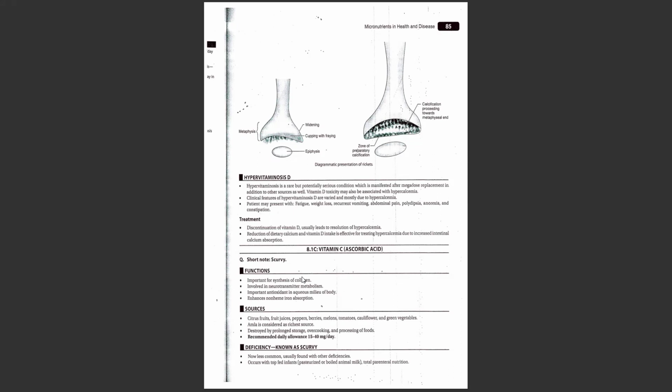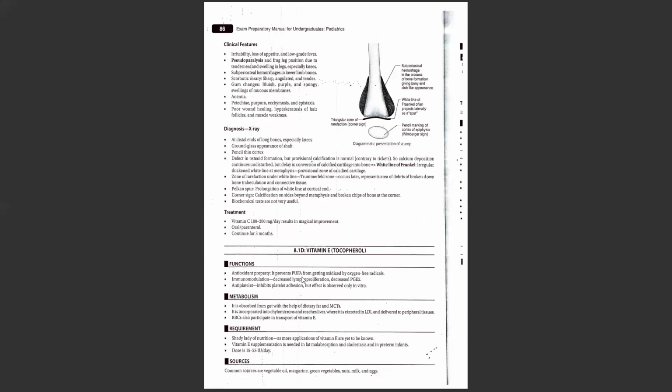Now it is less common, usually found with other deficiencies, and occurs with top-fed infants, that is, pasteurized or boiled animal milk, and total parenteral nutrition. This usually happens in this group of children. The clinical features of scurvy are irritability, loss of appetite, low-grade fever, pseudo-paralysis and frog-leg position due to tenderness and swelling in the legs, especially the knees, and subperiosteal hemorrhage in the lower limb.